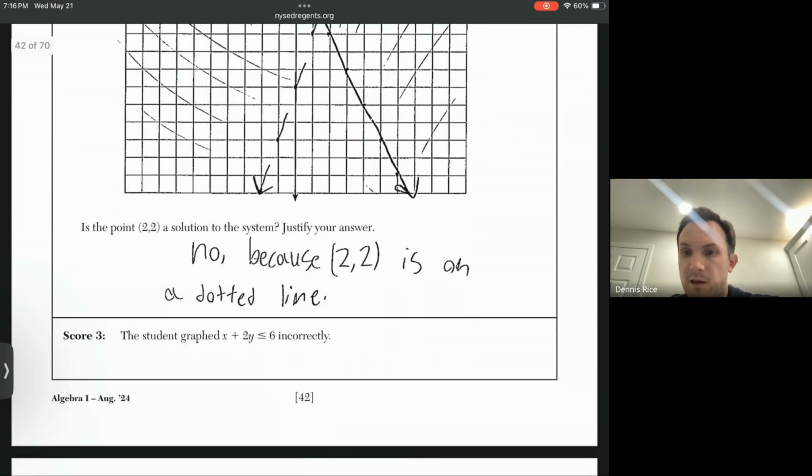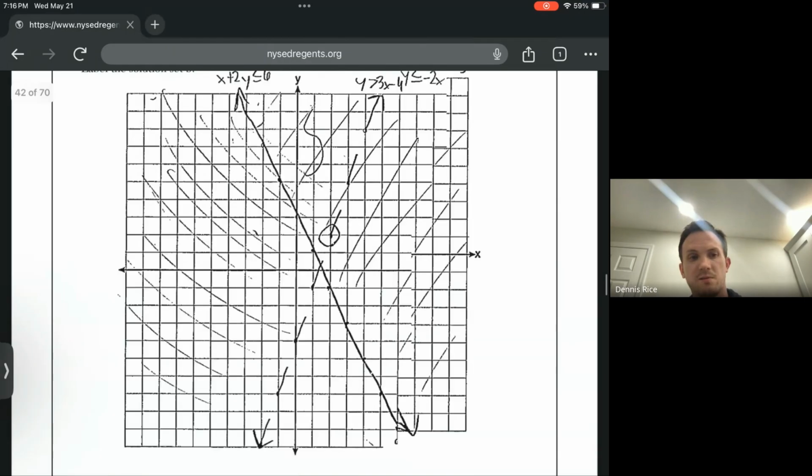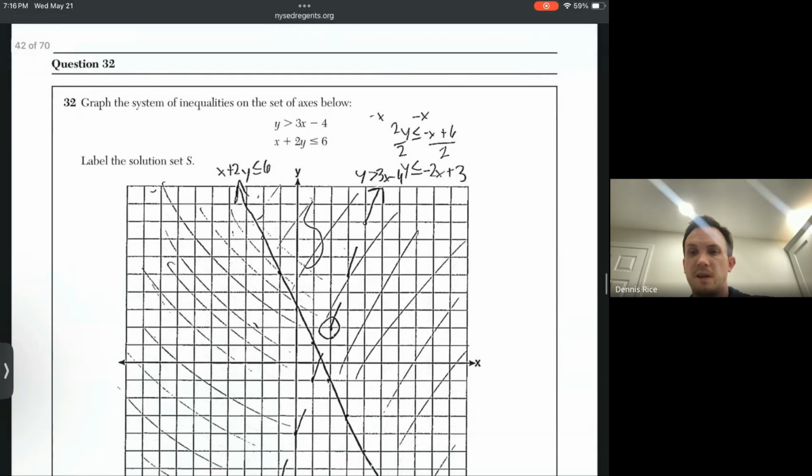Oh, sorry. I gotta catch up with the chat here. Do you have to write the big S? If it says so, like this one does, they want to make sure that you understand where the solution set is.